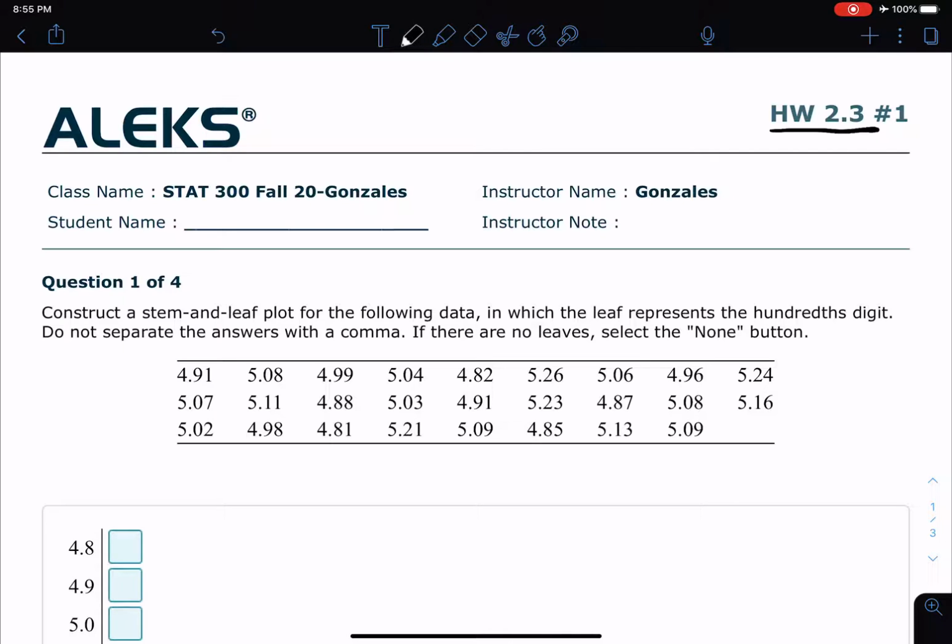And here we go. So what we're doing is we're taking a look at quantitative data and we're trying to organize it. And the first thing we're going to do is organize.